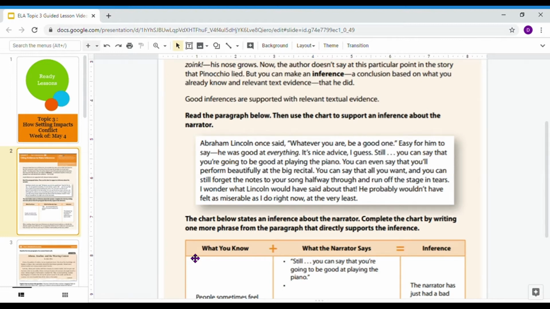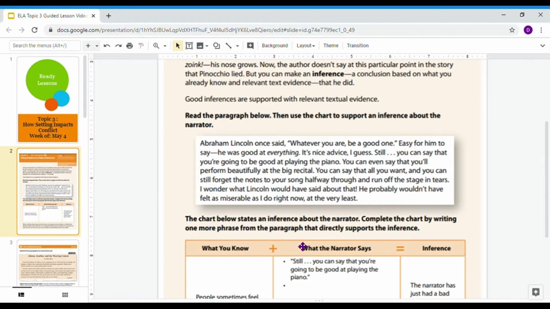It says, Abraham Lincoln once said... But a reminder that as we're reading this passage, I want you to think of yourself as a detective. The narrator doesn't necessarily say that he had a bad recital experience, but he gives us plenty of clues, and that's what we're going to be using in the chart below. So let's read about Abraham Lincoln.